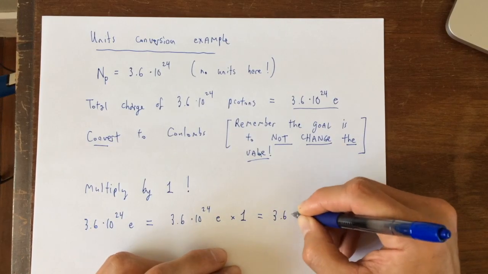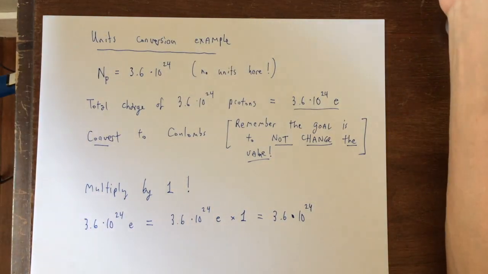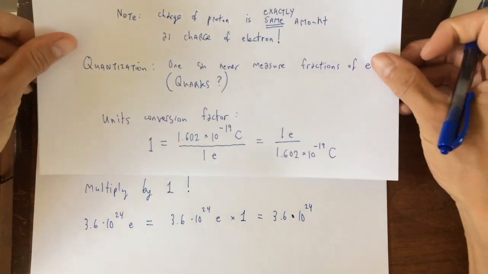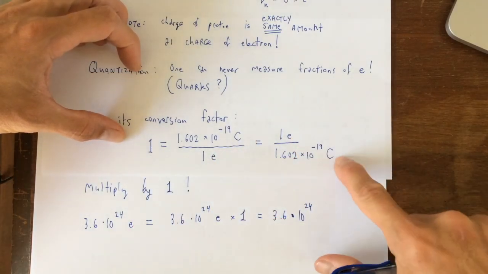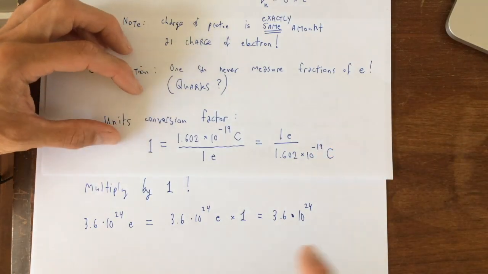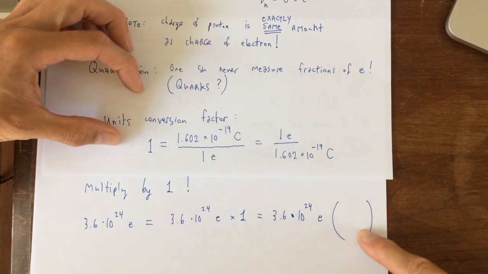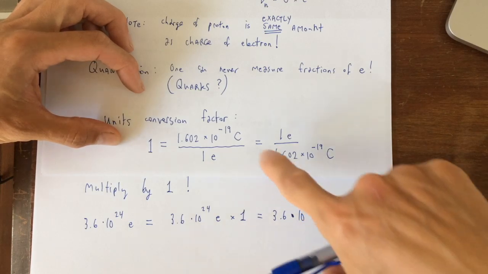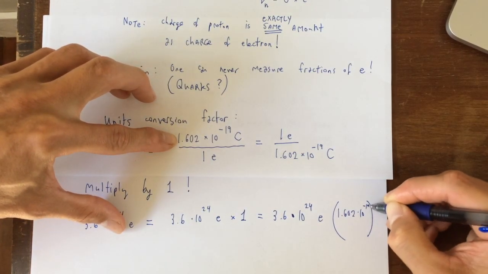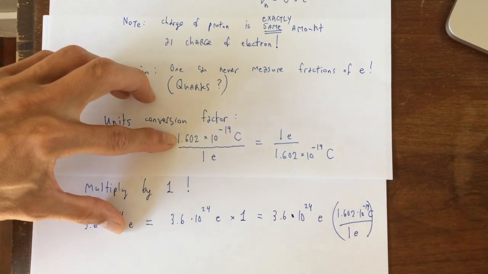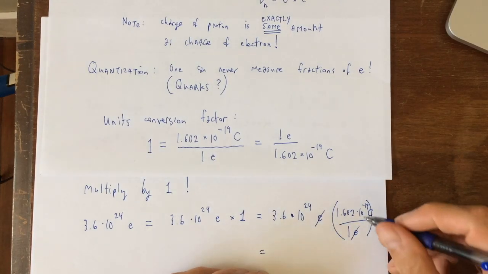Equal to 3.6 times 10 to the 24th. And now let me remind you of our conversion factor. Here are some convenient forms of 1 for converting units between electron charge, or proton charge, and coulomb. So I would like to multiply by 1 in the form that gets rid of E and replaces it with C on top, which is this form: 1.602 times 10 to the minus 19 coulomb divided by 1 E. And you can see that the E's will cancel when I multiply by this version of 1, and out pops some craziness.